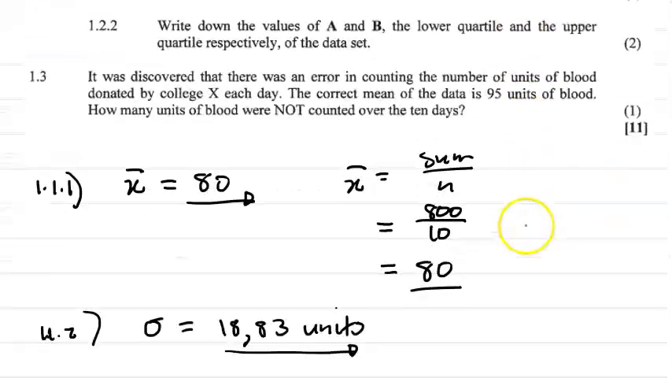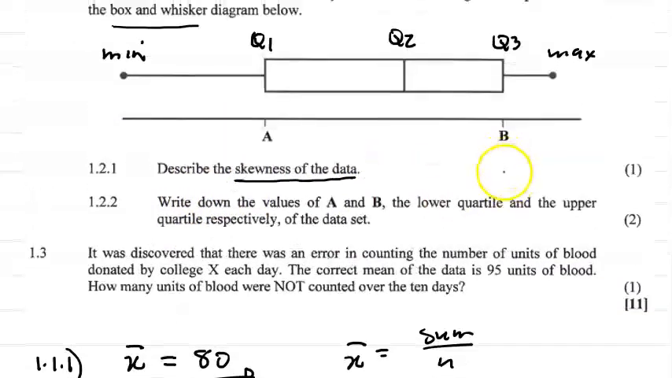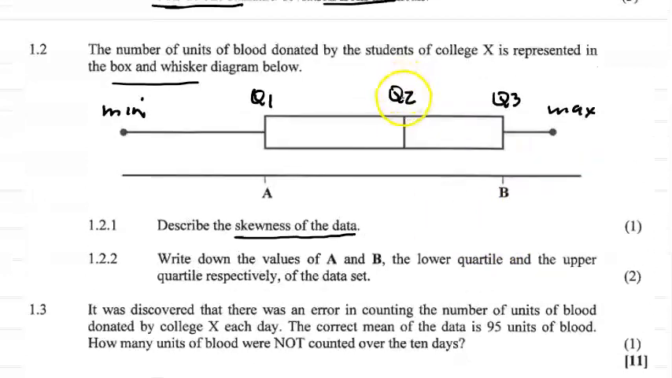Now, let's look at this. What do they say? Describe the skewness of the data. If you want to describe the skewness of this particular data, we're just going to compare the mean and the median. So let's compare the mean and the median. Let's work out what the median is.